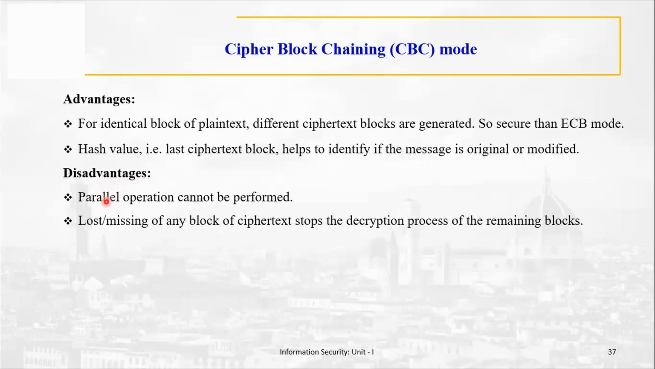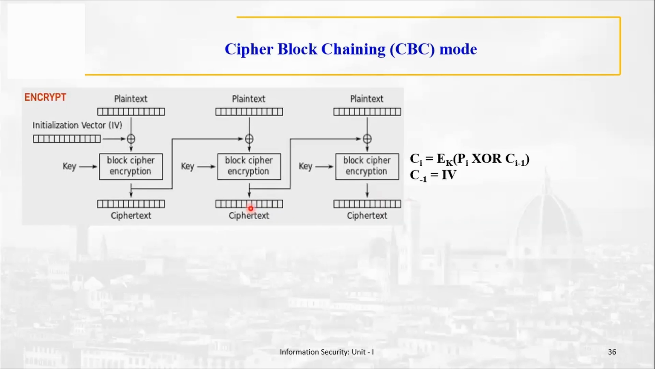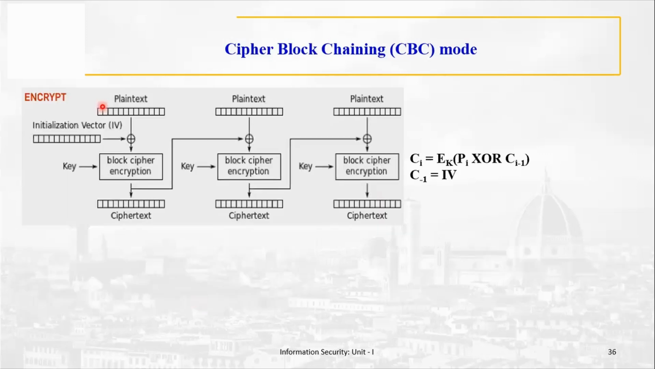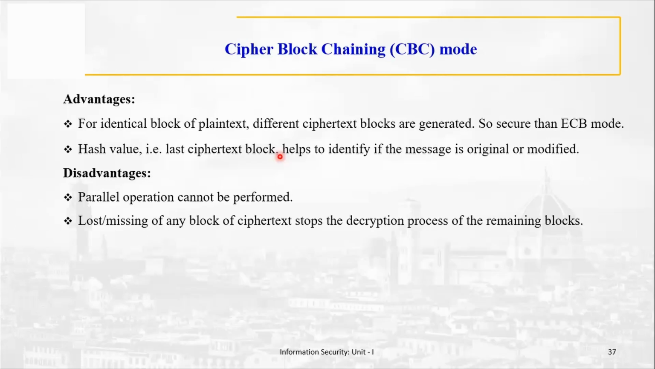The problem here is the parallel operation cannot be performed. If you have a look at the ECB mode, all the blocks can go into the encryption in parallel, so this is faster. But in CFB, you cannot perform this task unless the previous task is finished, because it takes the input from the first task. So parallel operation is not possible. So it becomes a bit slower than ECB, and that becomes a disadvantage.